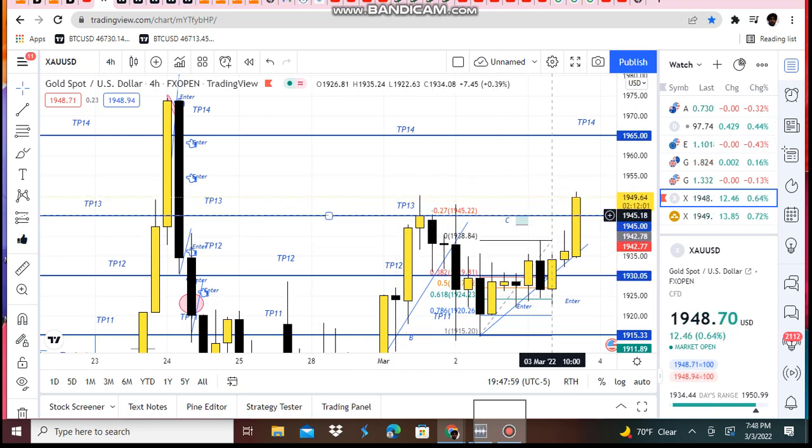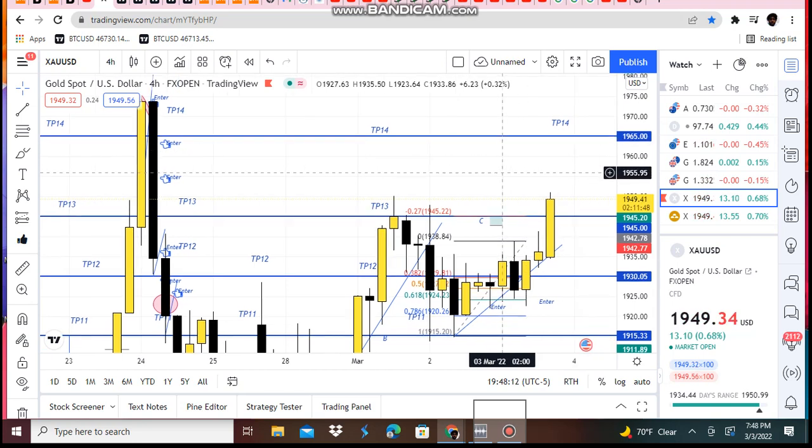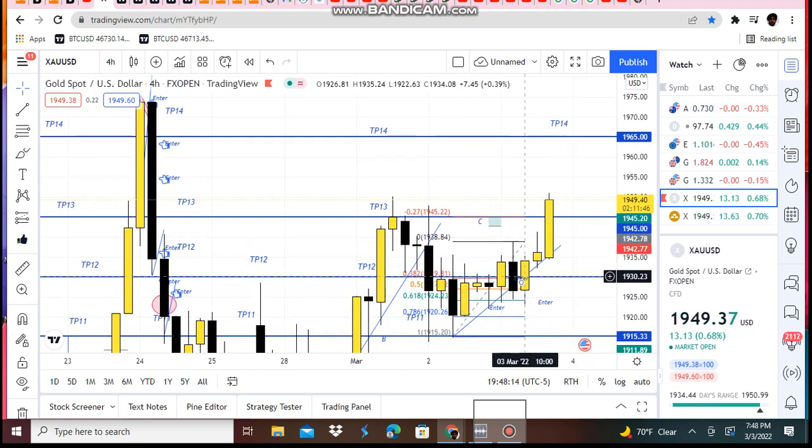And it won't just keep going higher and higher. It could shoot right up to take profit 14, and I'll let you know if it does that. But currently we are in an uptrend right now. You can see we're in an uptrend right now. This is our trend line.